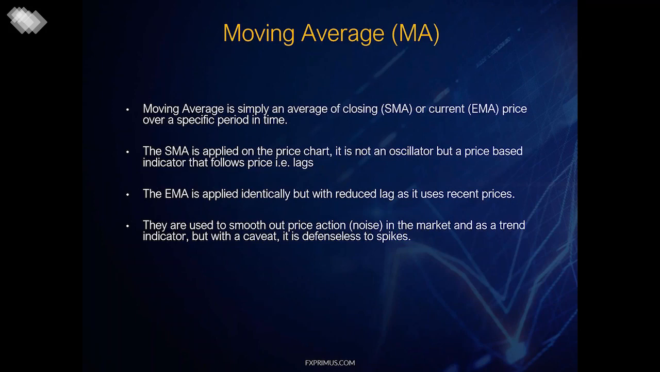Okay, the simple moving average is applied on the price chart. It is not an oscillator, but a price-based indicator that follows the price. It lags. Now, the exponential moving average is applied identically, but with reduced lag, as it uses recent prices, and not closing prices. Now, they are used to smooth out price action, which is called noise in the market, and as a trend indicator, but with a caveat, okay?